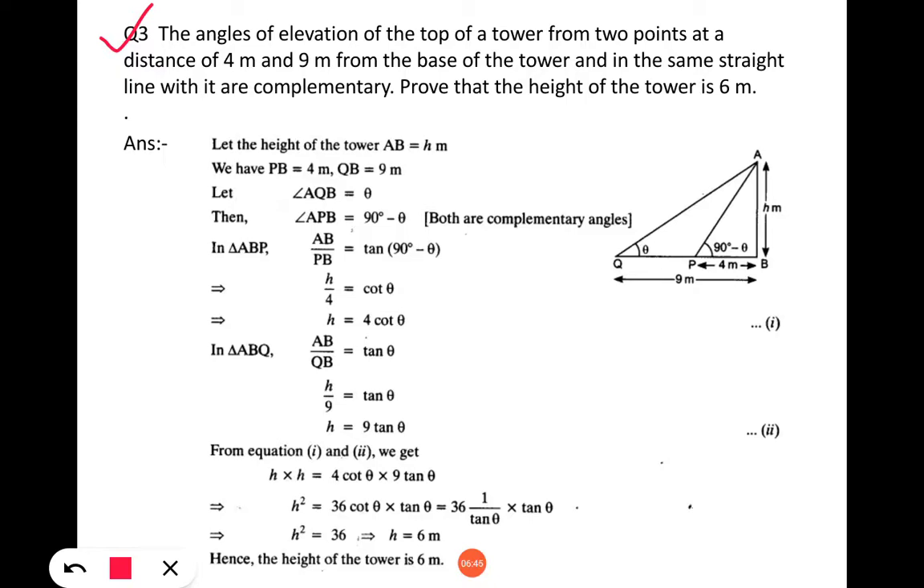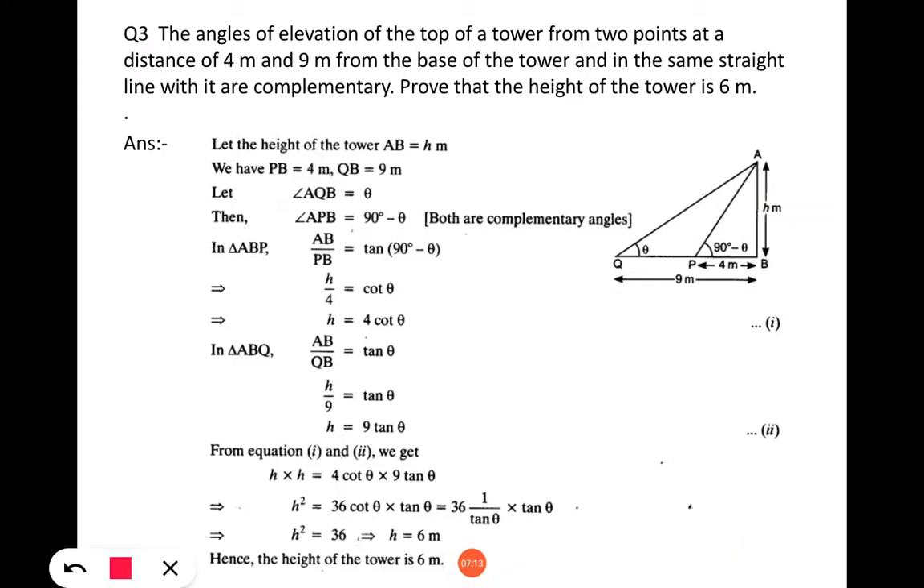Here in the figure we have AB as a tower of height h meter. P and Q are 2 points on the ground. Points P and Q are making angles with the horizontal which are complementary. So if the angle at Q is theta, then the angle at P will be 90 degree minus theta, since the angles are complementary to each other.